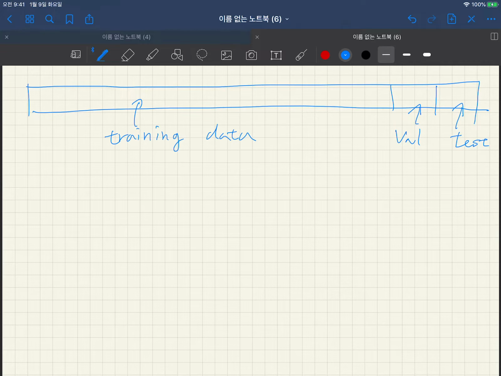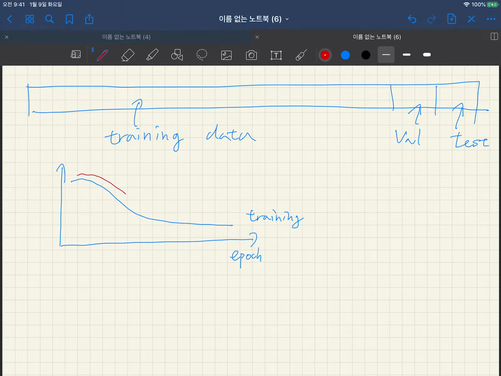Okay, and when you train your neural network, we usually plot 2 different training curves. Here the x-axis represents the number of epochs, and you plot the training error curve and the validation error curve. From the training error curve and validation error curve, you will control your hyperparameters.